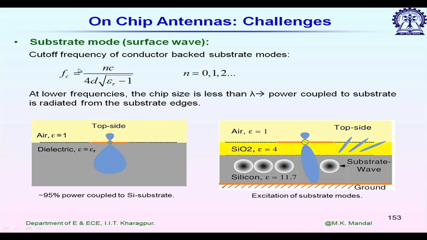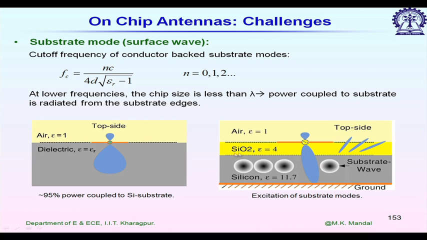And already we know the cutoff frequency for, let us say, a conductor backed substrate is Fc equal to Nc by 4d into square root of epsilon r minus 1, where d is the thickness of the substrate and epsilon r is the dielectric constant. And for TM0 and TE0 modes, you recall that we do not have any cutoff frequency; they can start right from DC. So, at lower frequencies, when the chip size is less than lambda, the power coupled to the substrate is radiated from the substrate edge.